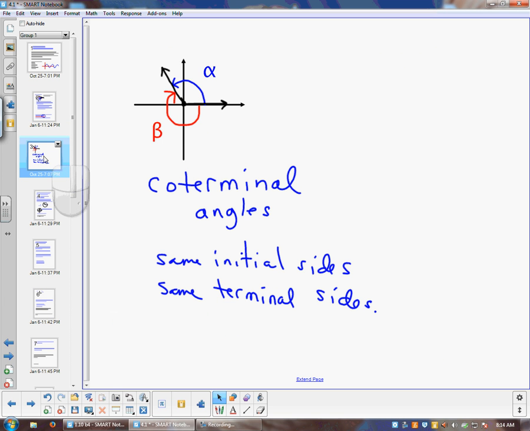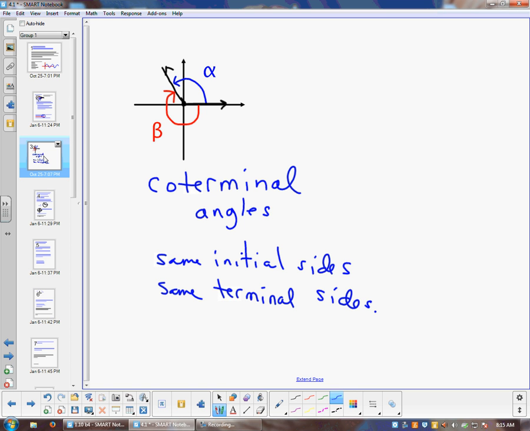All right, let's talk about coterminal angles. Coterminal angles will have the same initial side, so here's the initial side, and they will have the same terminal side. So here's the terminal side here, but they are going to possibly go in different directions. They don't have to go in different directions. So here's an example. I've got this angle alpha here, and I've got this angle beta. They have the same initial side and the same terminal side, and they are coterminal angles.